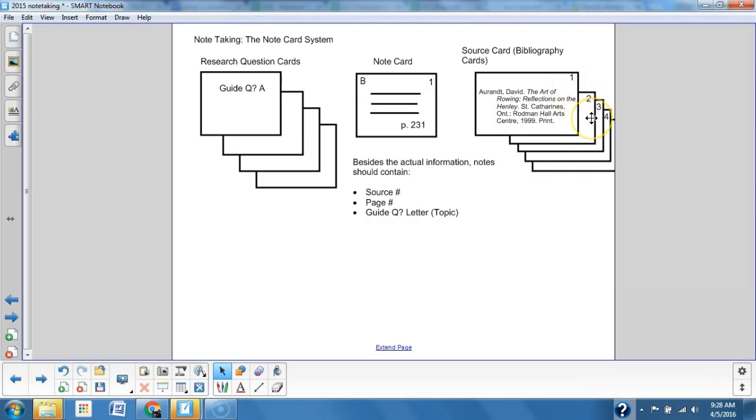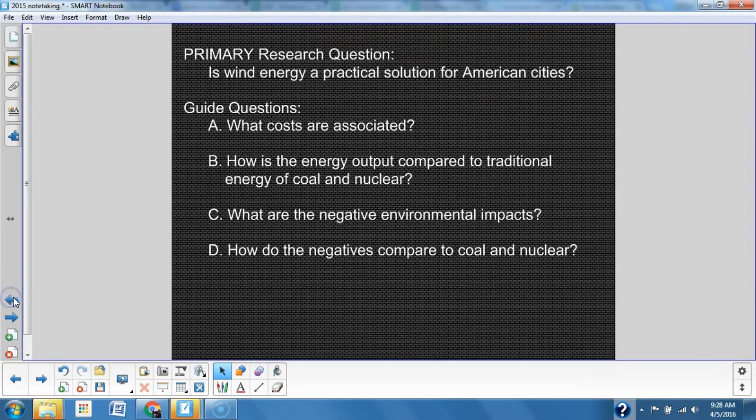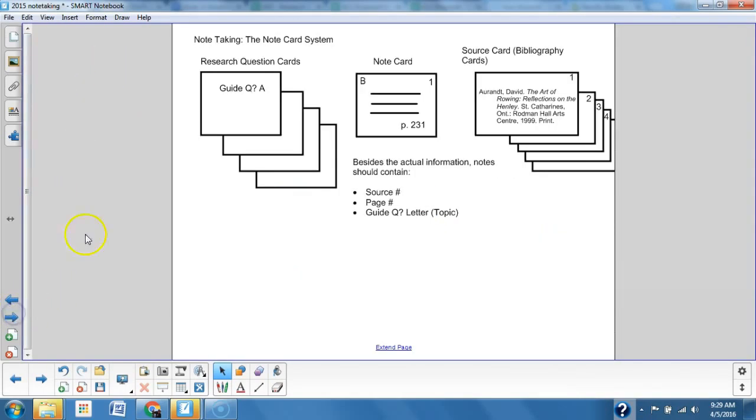Those are things that we will look at. So that's the bibliography cards. Going to your research question cards or guide question cards. If you go back to these four, you'll note that I lettered them A, B, C, and D. Going back to your cards, you would do the same thing. Guide question A, and then you should write out the question. What is guide question A? And then B, and then C, and then D. So that's where your guide questions are.